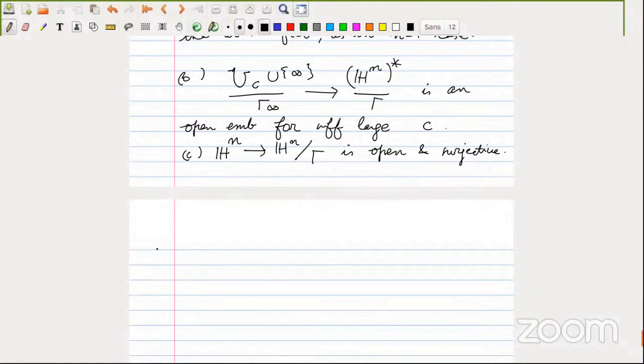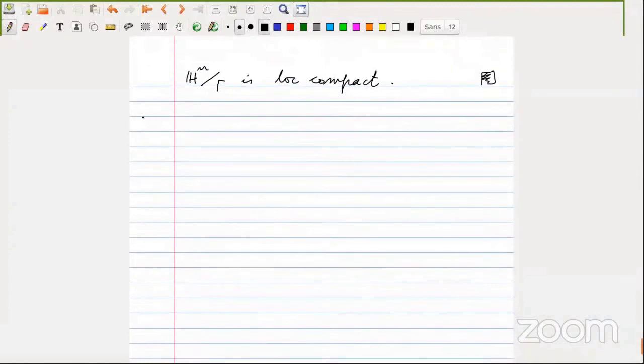So this is open and surjective, and over here it's Hn mod gamma, which is anyway locally compact, because it's the image of Hn, which is locally compact. This is just a flavor of the proof. Finally, what we have to show is that this UC union infinity mod gamma, it's not enough to take this UC. We have to look at the closure, and then we get a compact neighborhood of infinity. Let me just state this, and then I'm done.